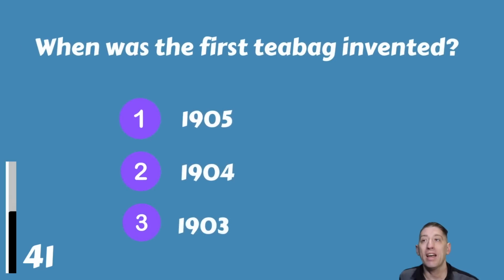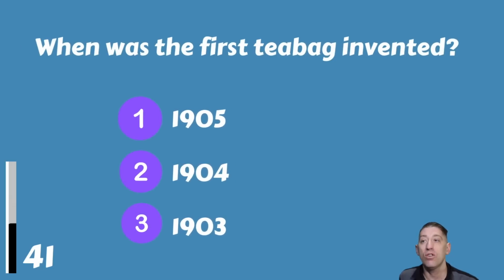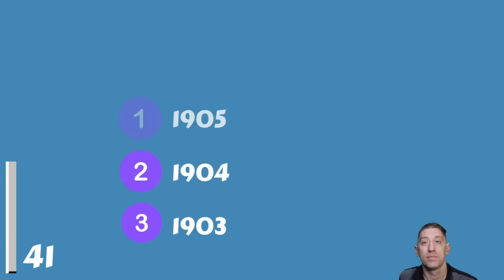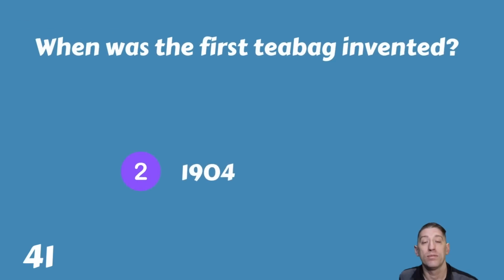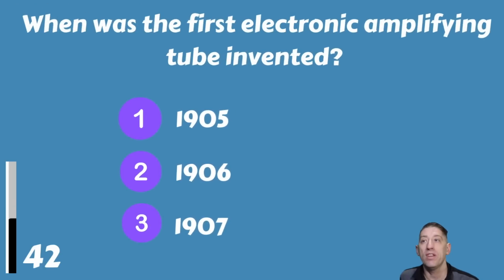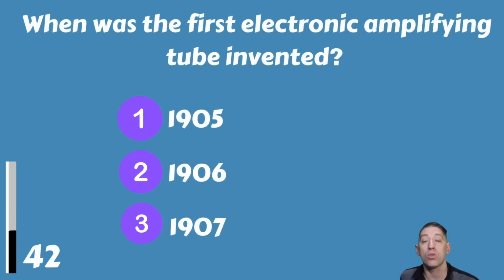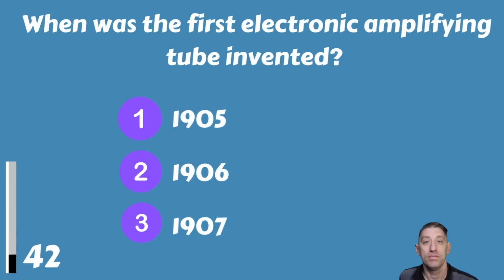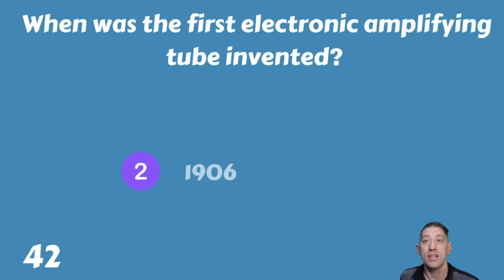When was the first tea bag invented? 1905, 1904, or 1903? 1904. When was the first electronic amplifying tube invented? 1905, 1906, or 1907? 1906.